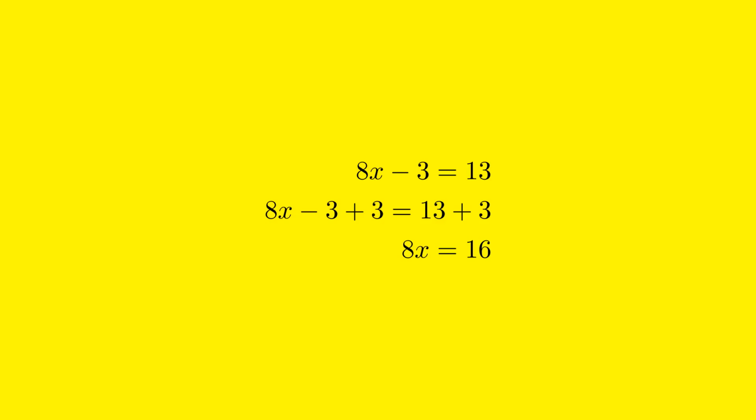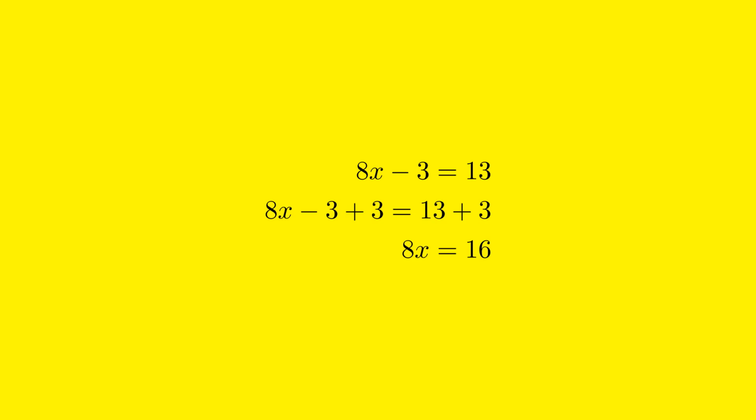Step 1 in solving the equation 8x minus 3 equals 13 focuses on isolating the variable x. First, we observe that 8x is decreased by 3, resulting in 13. To begin solving, we need to remove the minus 3 from the left side to isolate the term containing x. We can do this by adding 3 to both sides of the equation. This is because adding or subtracting the same amount from both sides keeps the equation balanced.